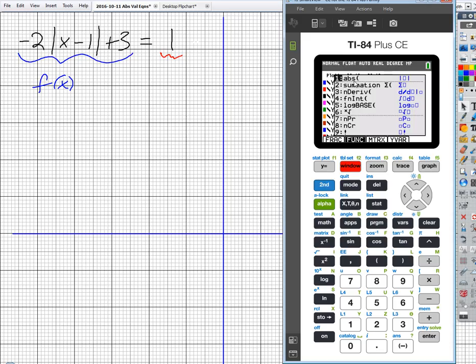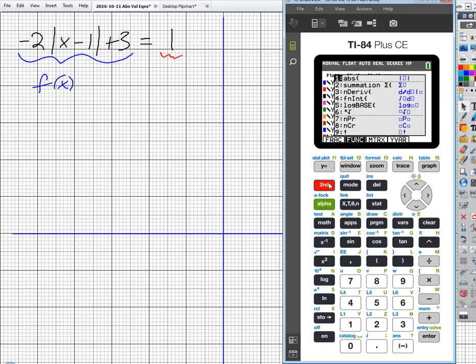Look what the first option is. ABS. That's the calculator's name for absolute value. On the right, it tells you what it's even going to look like when I push it. So that's probably the preferred way to do it. Just go alpha, F2, and then either hit 1 or hit enter.